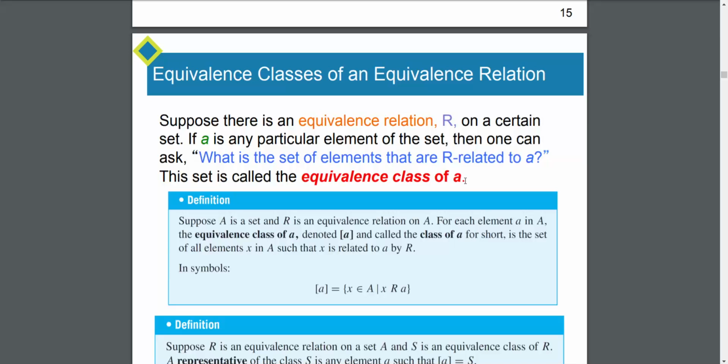So you basically group together the elements that have similar properties to what we're looking for. Suppose A is a set and R is an equivalence relation on A. For each element A in A, the equivalence class of A, denoted by this symbol, is the set of all elements X in A such that X is related to A by R.